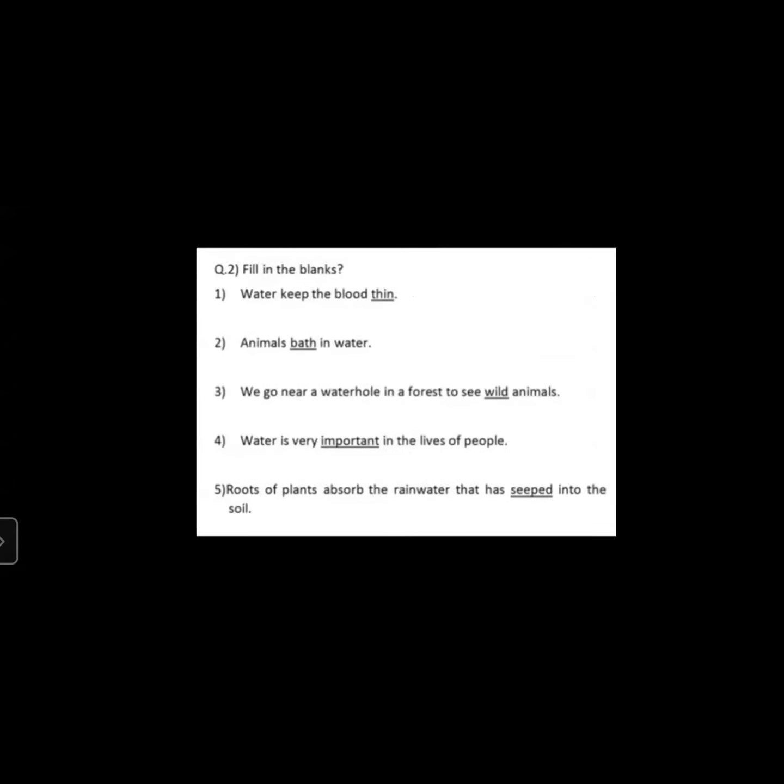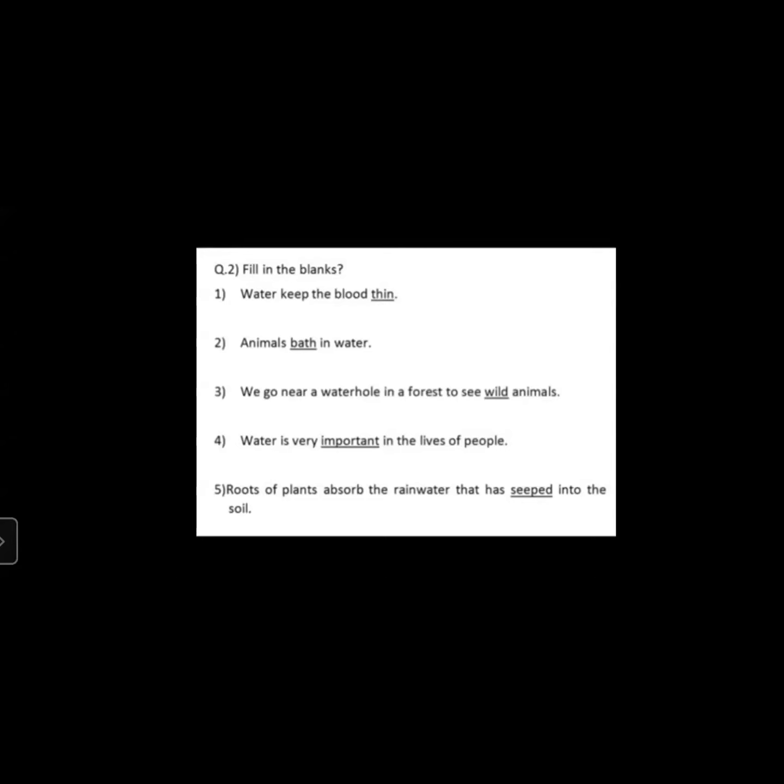Now fill in the blanks. When you drink sufficient water, it keeps the blood thin. Water keeps the blood thin. Second, animals bathe in water. Third, we go near a water hole in the forest to see which animals? Wild animals. We go near a water hole in a forest to see wild animals.